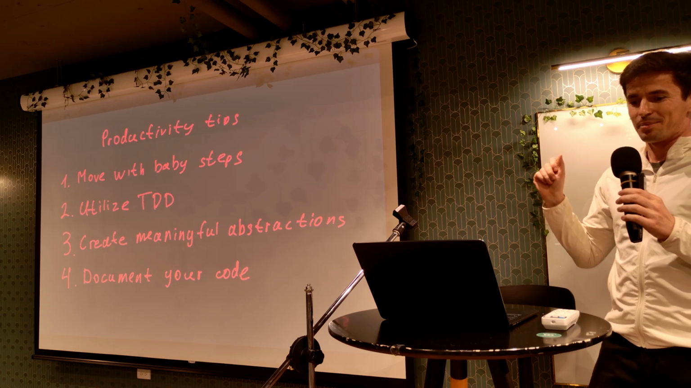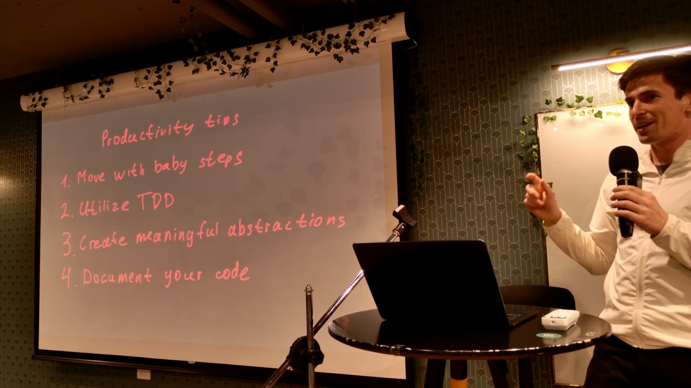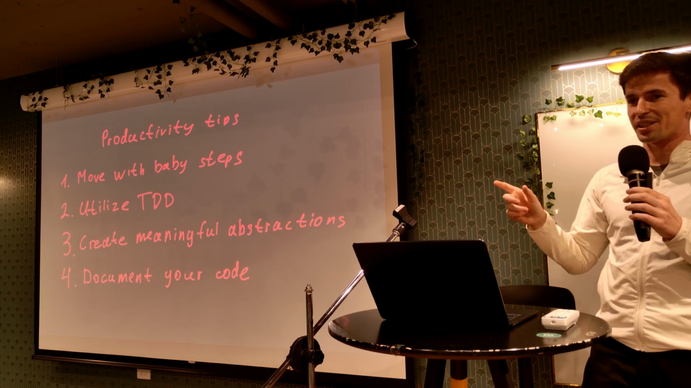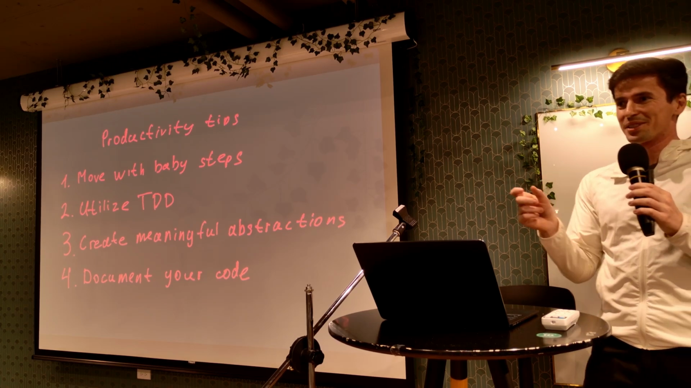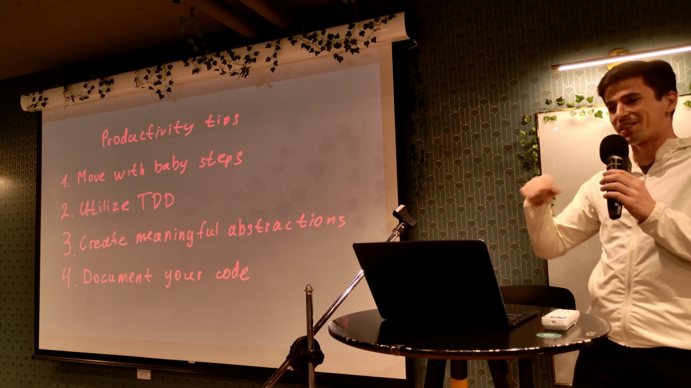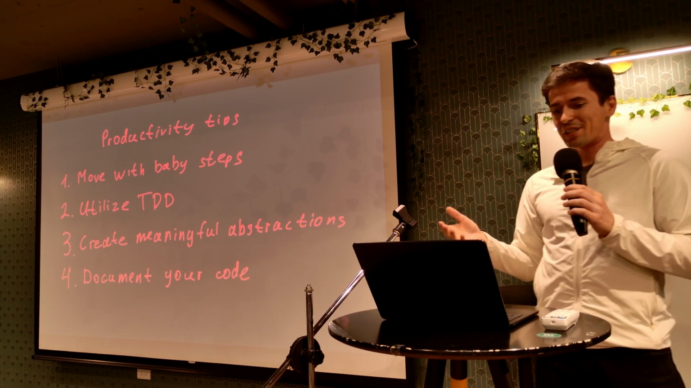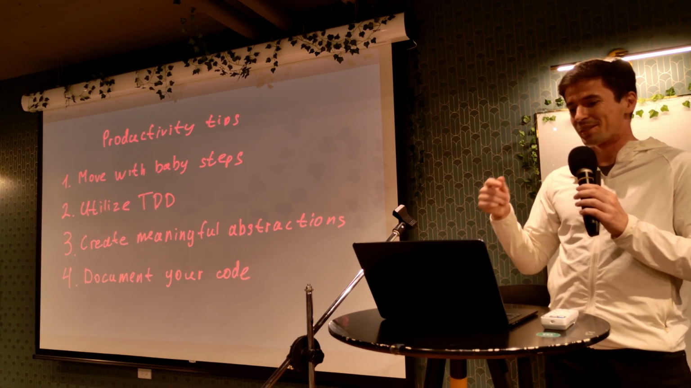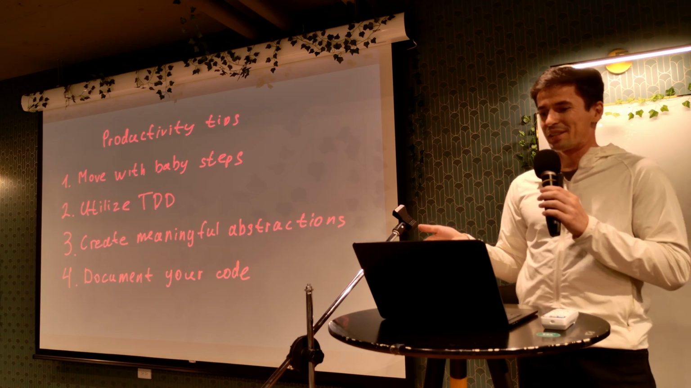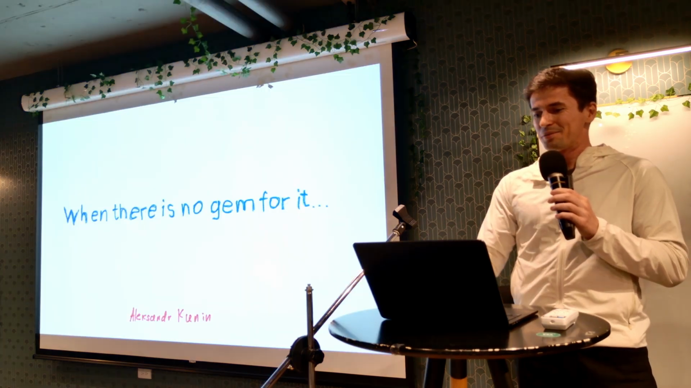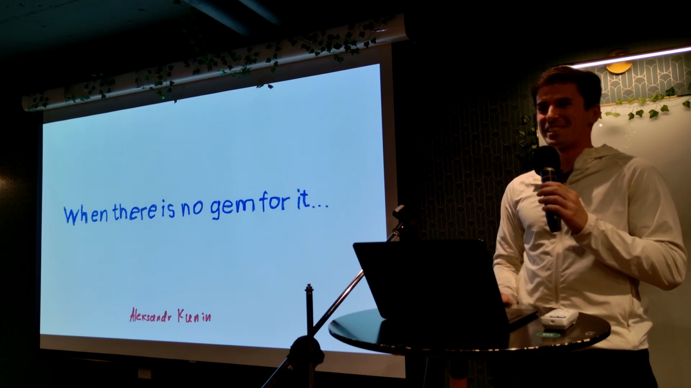And then TDD works great in this case, as you can define what you want to get out of this and then see how it goes. If you don't really know what you want, you just make a failing test and iterate from there. And do a favor for your future self and leave the docs and small abstractions for easier debugging when there is a need for it. So when there is no gem for it, guys, just build it yourself.